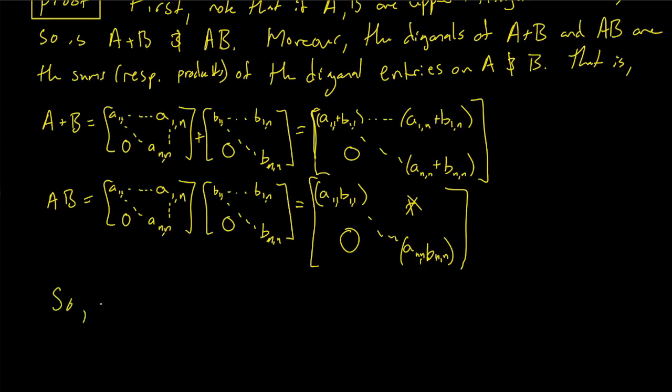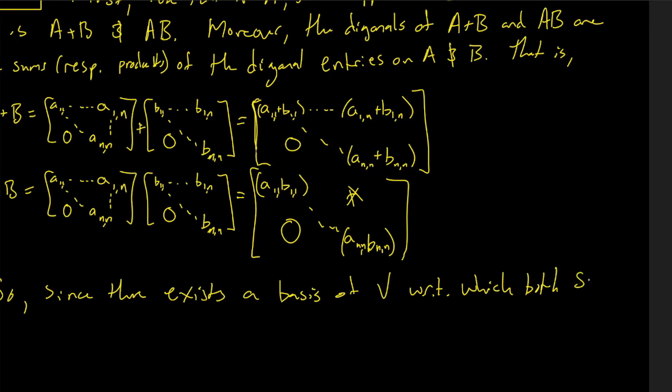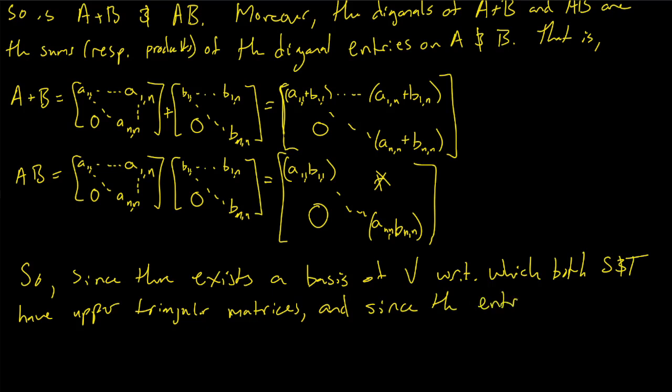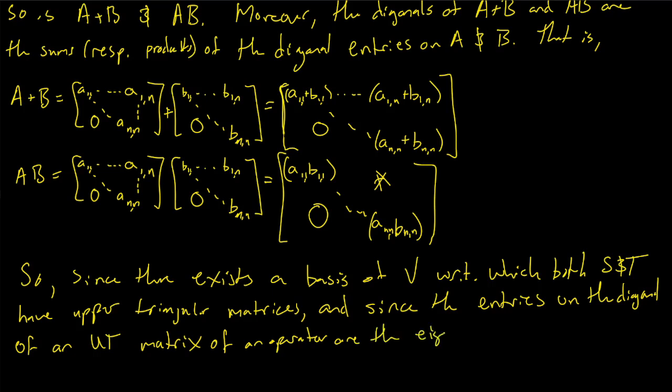So, since there exists a basis of V with respect to which both S and T have upper triangular matrices, and since the entries on the diagonal of an upper triangular matrix of an operator are the eigenvalues of the operator, we are done.